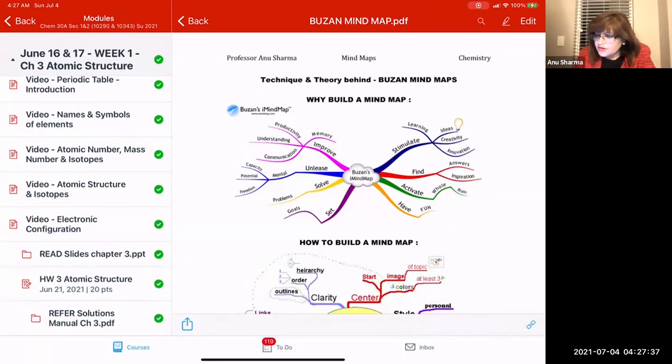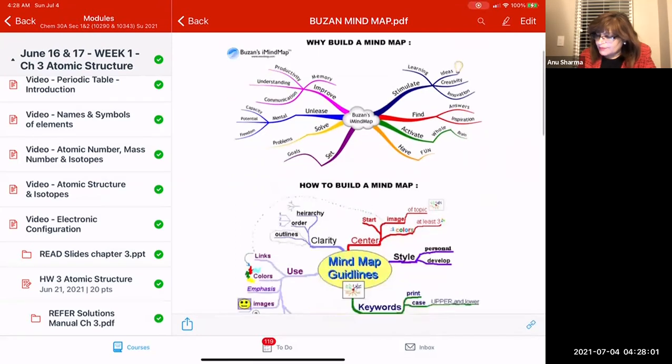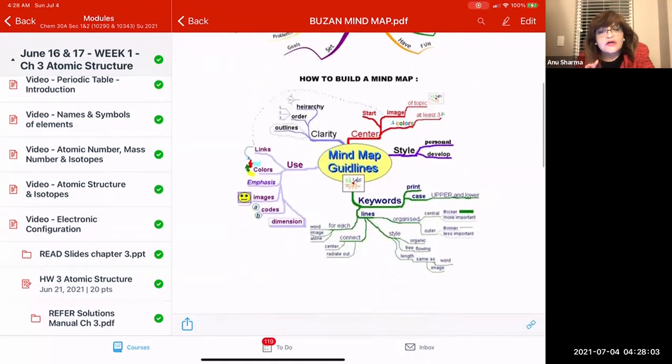Okay, so here you see these. This is a technique to see the connectivity in different concepts. This is a Buzan's mind map. He was the originator of the mind maps. Here you see only one or two words, and they're all connected. So this is one example. This is another one. Now this is more cluttered. I don't want cluttered mind maps.